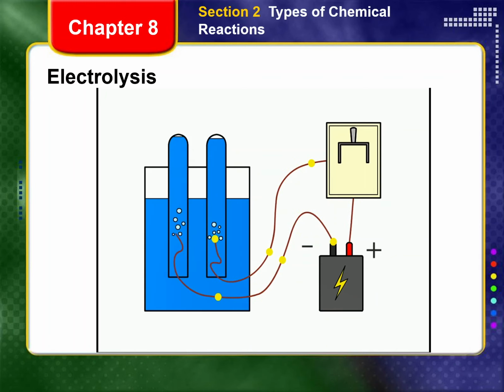Because 2 moles of hydrogen are formed for every mole of oxygen, twice as much gas is formed in one tube as in the other. When the electricity is shut off, the reaction stops. Electrolysis is also used in electroplating.